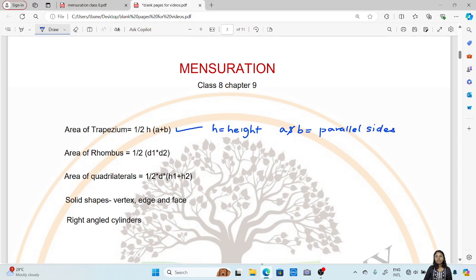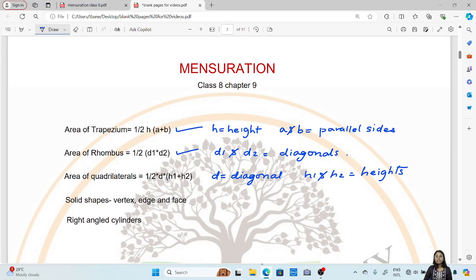Then we saw area of rhombus. The area of a rhombus is half d1 into d2, where d1 and d2 are the two diagonals of the rhombus. Then we also saw area of a quadrilateral, where we saw the formula half d into (h1 plus h2), where d is the diagonal and h1 and h2 are the two heights.